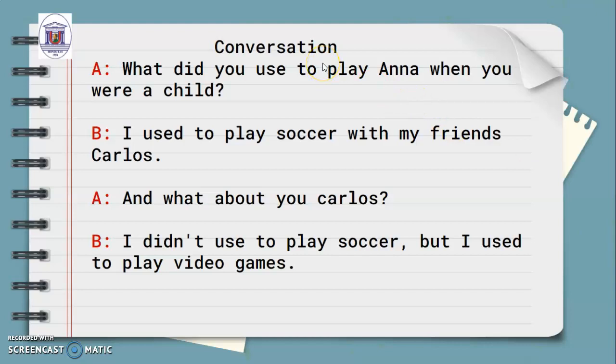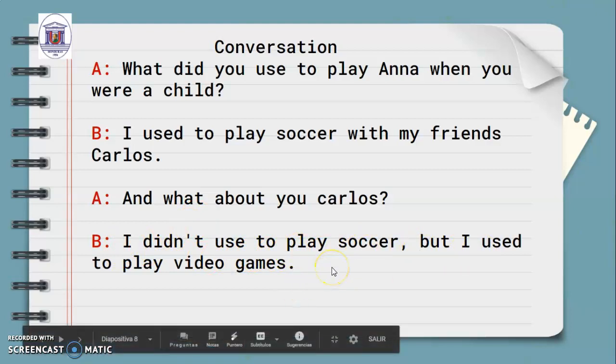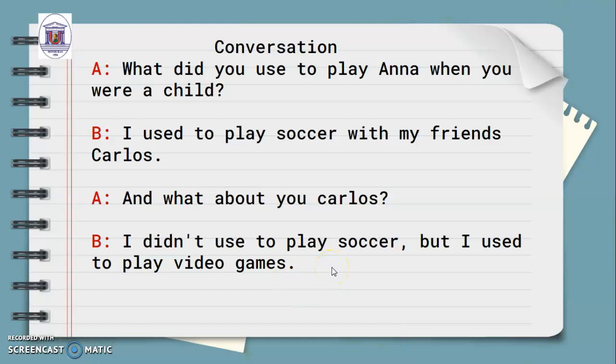Let's practice with a short conversation, please. I'm going to be the letter A and you are going to be the letter B. What did you use to play, Anna, when you were a child? Let's review, please. I used to play soccer with my friend Carla. Letter A. And what about you, Carlos? Letter B. I didn't use to play soccer, but I used to play video games. Yes?